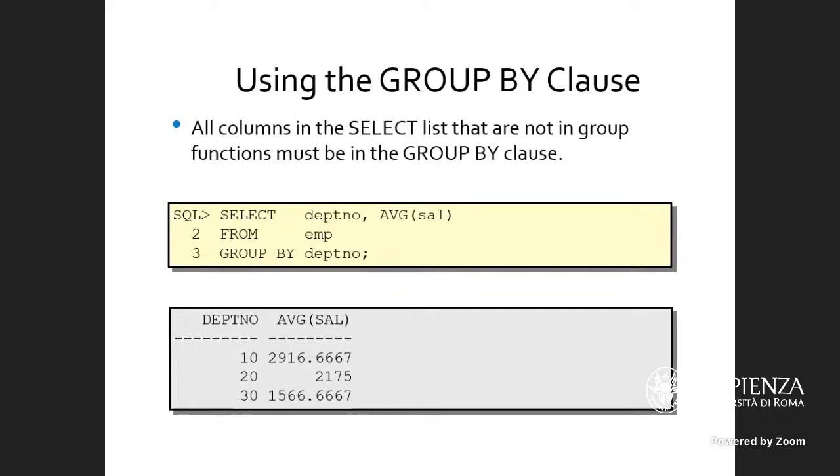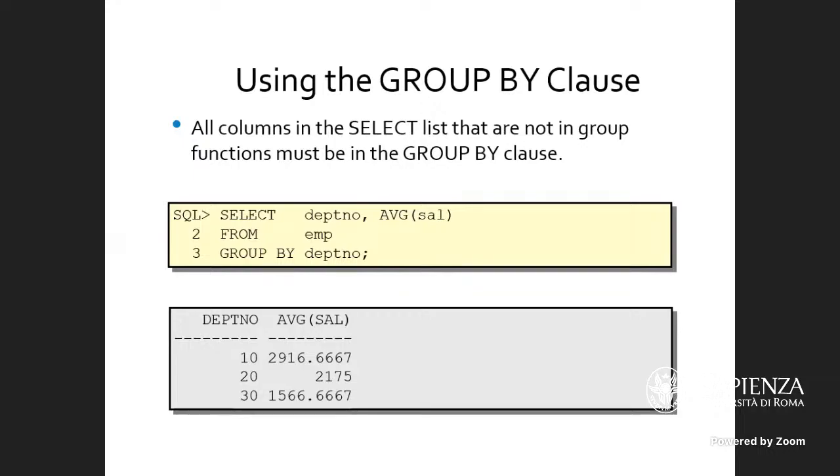So look at this now. We are doing select department number, and then I'm finding the average of the salary. I'm doing that from employees, but I'm grouping this average salary by department. Do you understand? So all the columns in the select list that are not in the group function must be in the group by clause.